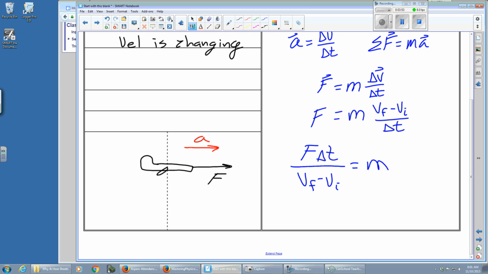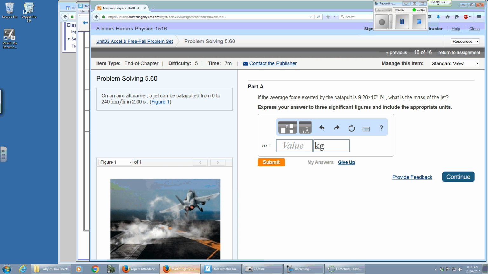So I'm ready now to put some values in here. So looking at my values, let's see. They tell me my force 9.2 times 10 to the 5th newtons, and that's a base unit, so that's good. They tell me my time 2.0 seconds, base unit again, good. They tell me my initial velocity 0. And they tell me my final velocity 240 kilometers an hour.